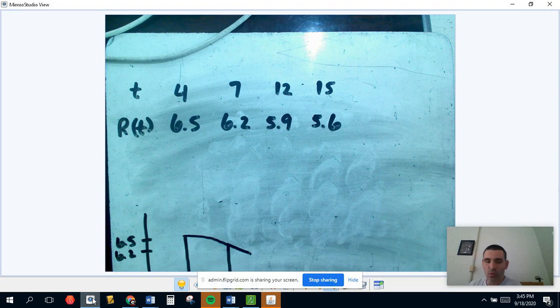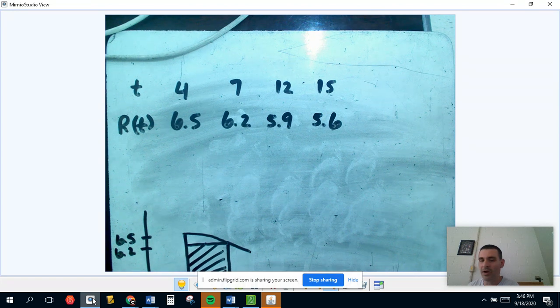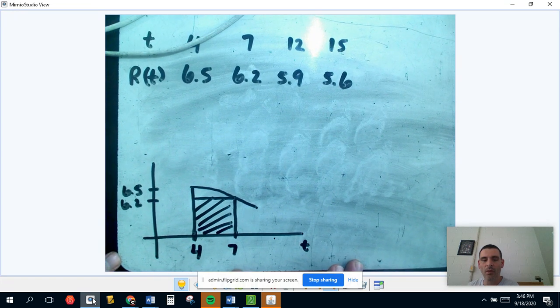Well, for a right Riemann sum, we use the right-hand side of the rectangle as our height. So we're actually taking this rectangle right here as the area for this part between 4 and 7. Now it's going to leave a little gap here. Sorry, I didn't realize it was so low. So again, with 4 to 7, 6.2, 6.5.